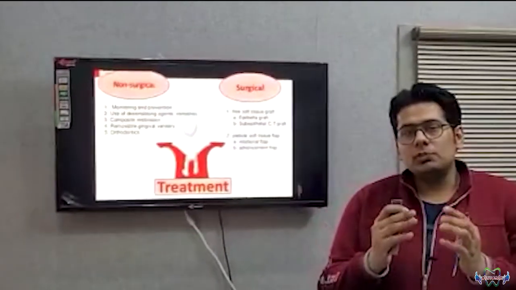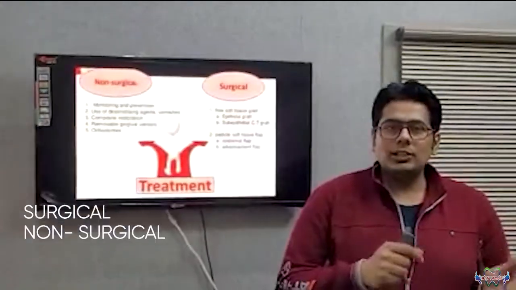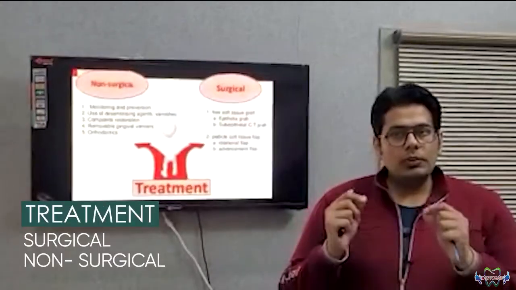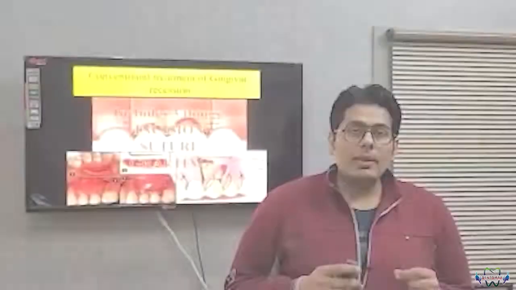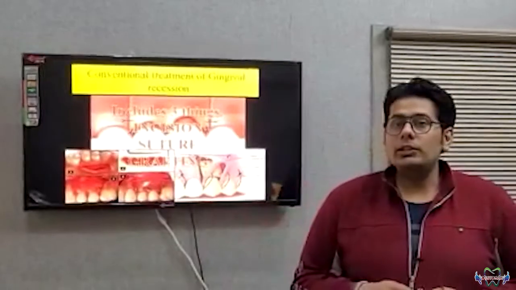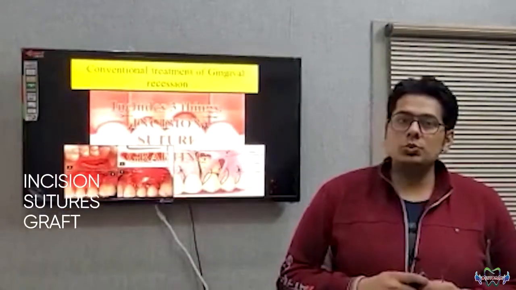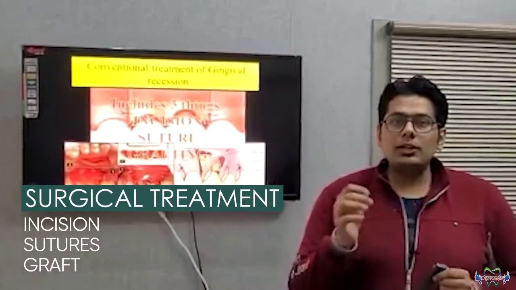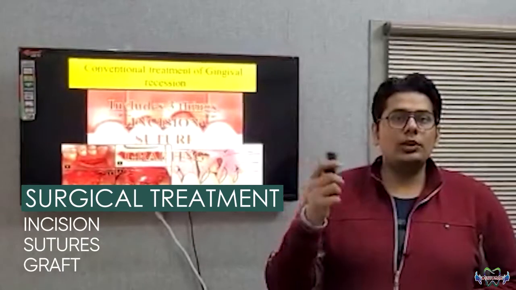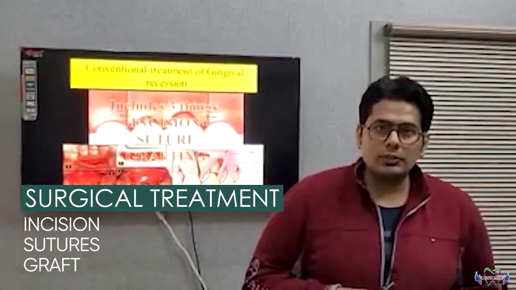The treatment is divided into 2 parts: one is surgical and one is non-surgical. In between surgical and non-surgical, there are minimally invasive procedures. The main things included in surgery are 3: incision, suture and grafting. Incision means we have to cut the area from where we take the graft, or cut the area where we place the graft.